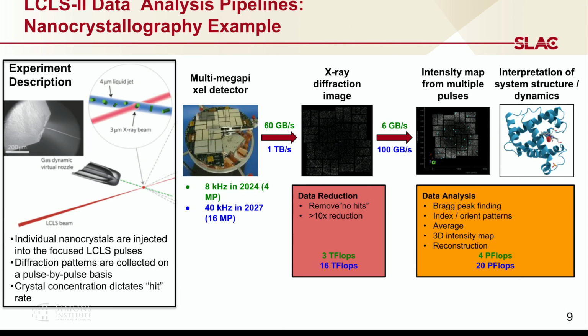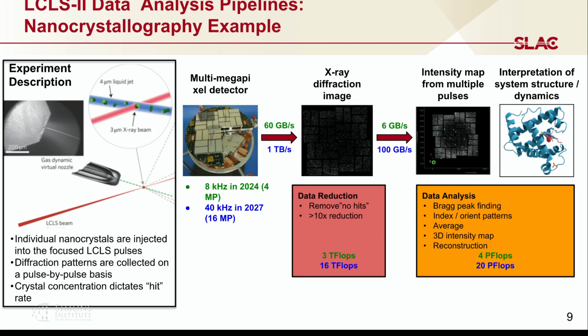The data analysis for nanocrystallography starts being computing intensive, right? For LCLS-II, we expect to range from 4 petaflop in 2024, when we start operating the HE upgrade, to 20 petaflop in 2027, when we will operate 60 megapixel detectors at 40 kilohertz.